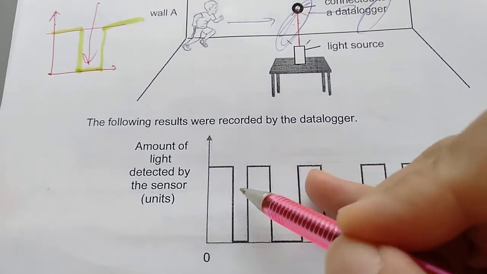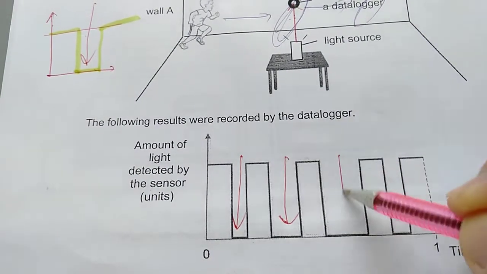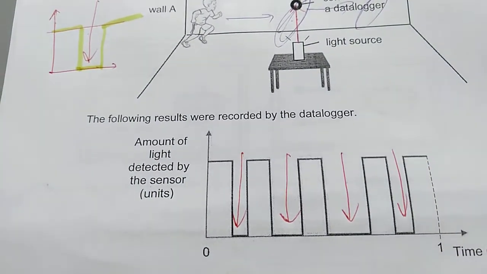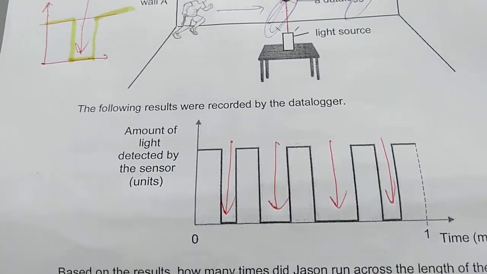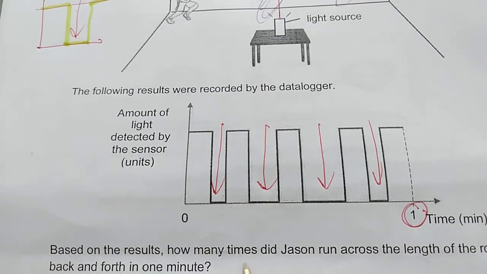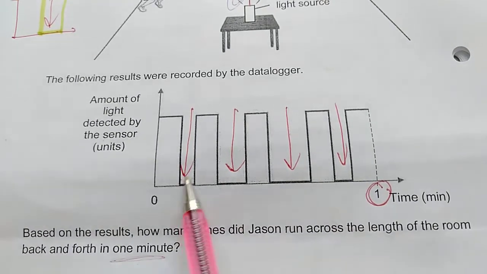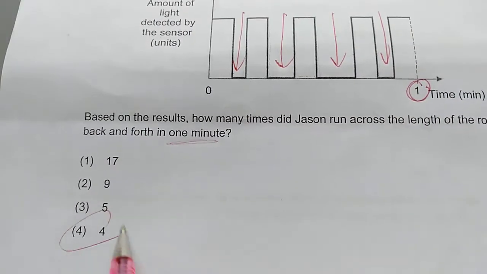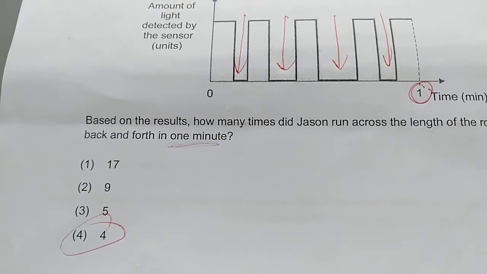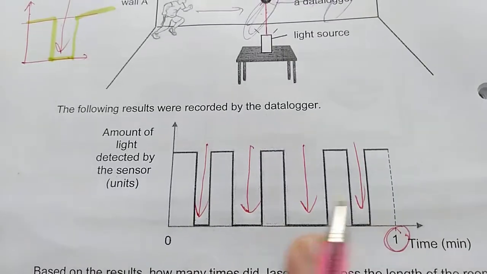So this tells me he ran past it once, twice, thrice, 4 times. So based on the result, and this is all under 1 minute, how many times did Jason run across the length of the room in 1 minute? 1, 2, 3, 4. Just 4. For those who choose other answers, I'm not sure how you got the other numbers, but this is just a straightforward reading of this graph.